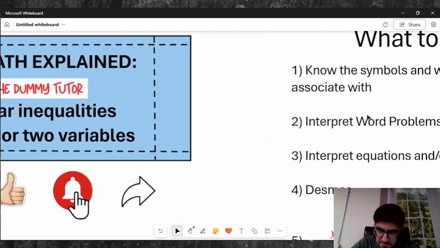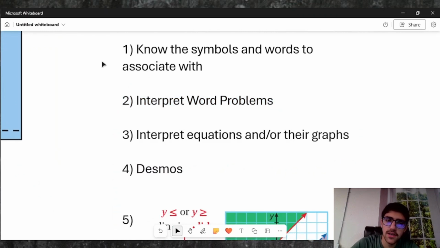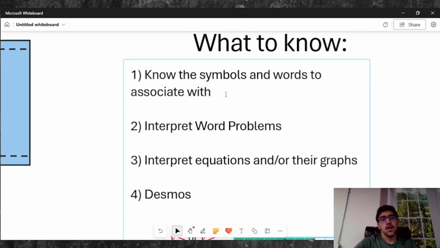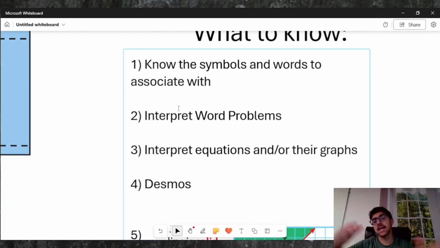So to solve these questions, you need to know the symbols and words associated with them. You know the greater than, less than, greater than or equal to, less than or equal to symbols, and then you need to know which words or phrases are associated with them. So there's something like less than or greater than. What does that correlate with?